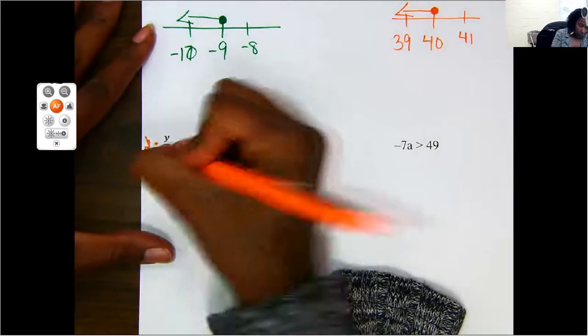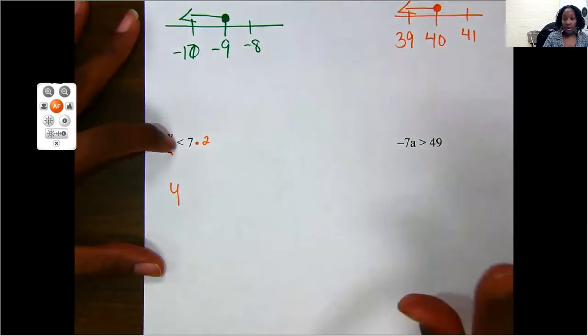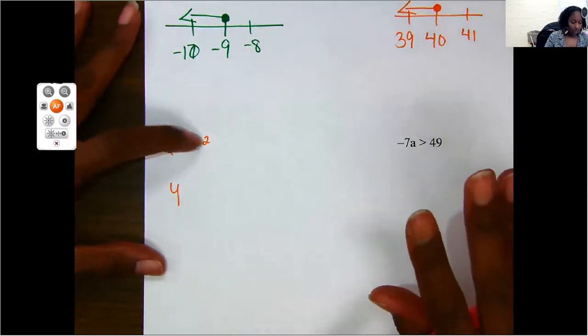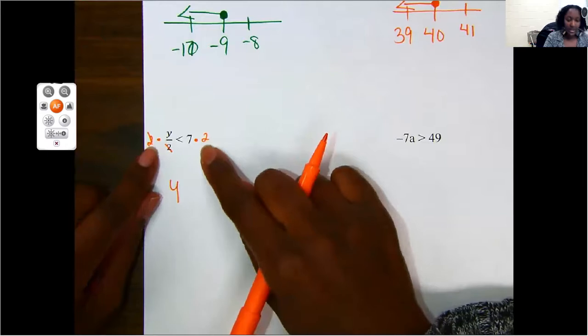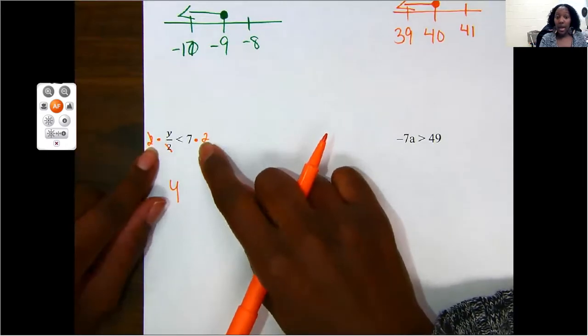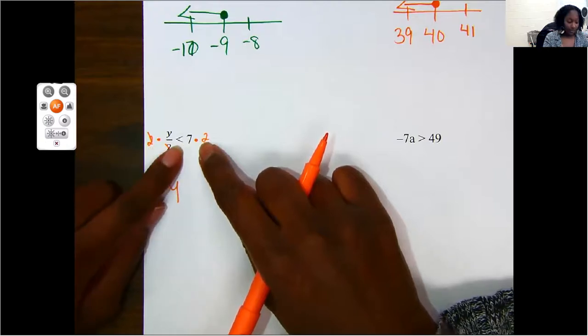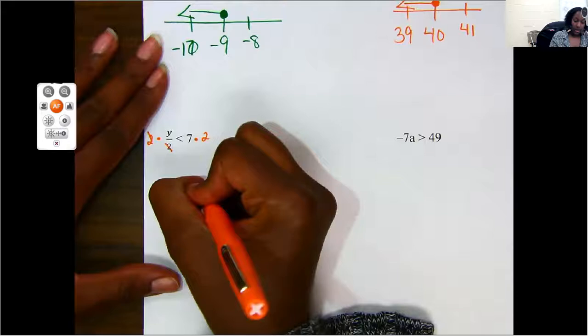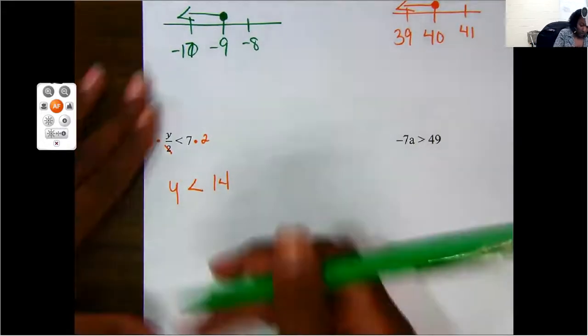2 times this will cancel and leave me with my y. I'm going to leave the symbol alone for right now. Over here, 7 times 2, 14. Now, if I go back and look what I did to both sides, I multiplied both sides by a positive 2. Since it was a positive number, I don't do anything to the sign. I just bring it down. Okay, so y is less than 14. Let's go ahead and graph it.